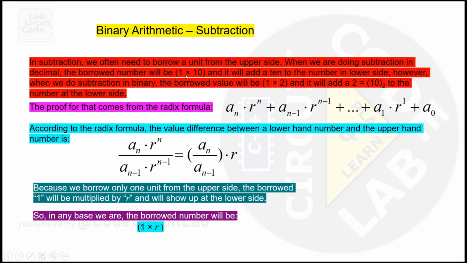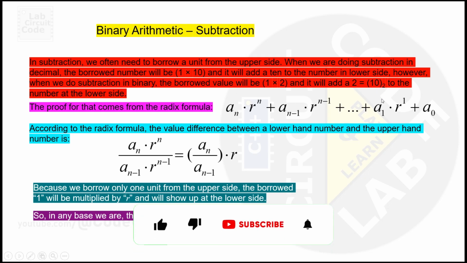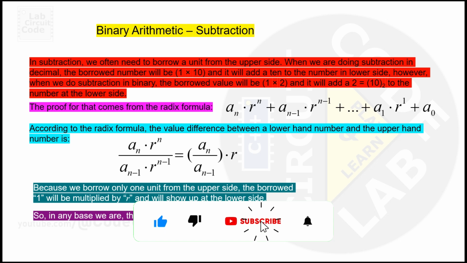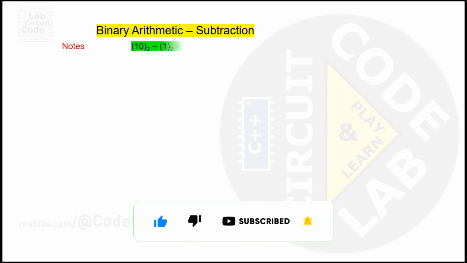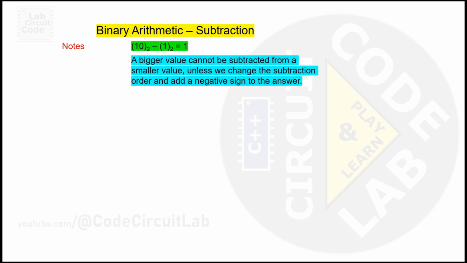Remember when we were in decimal, the borrowed number was 10, and when we were in binary, the borrowed number was 2, which had been shown as 10 in binary. Other notes for subtraction: a bigger value cannot be subtracted from a smaller value unless we change the subtraction order and add a negative sign to the answer.